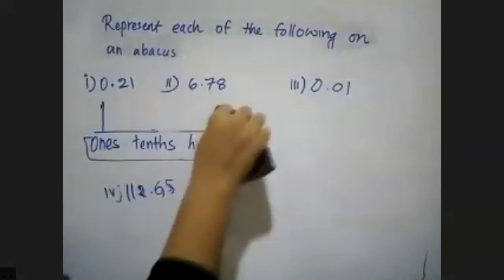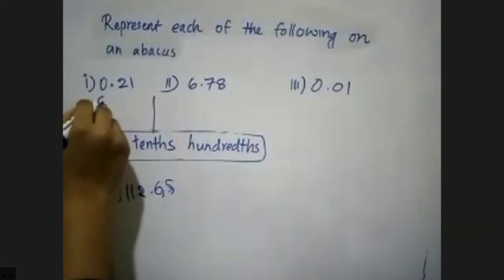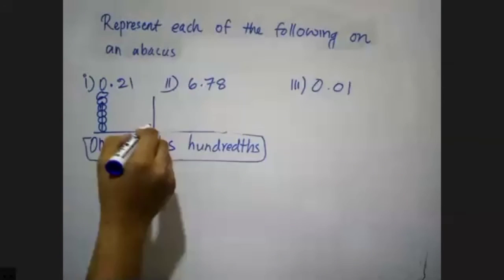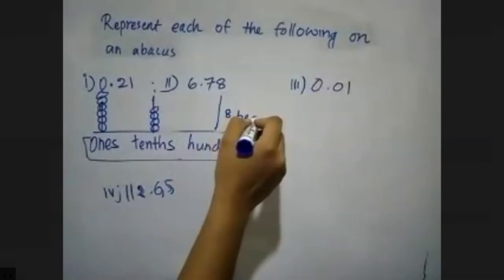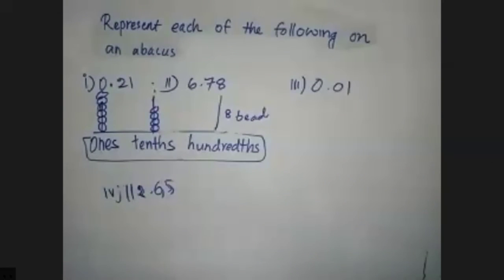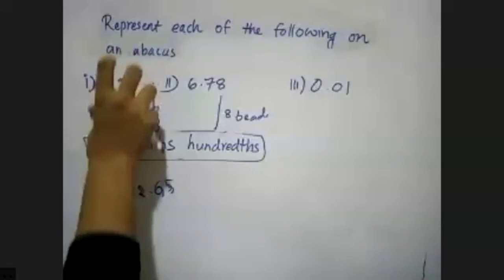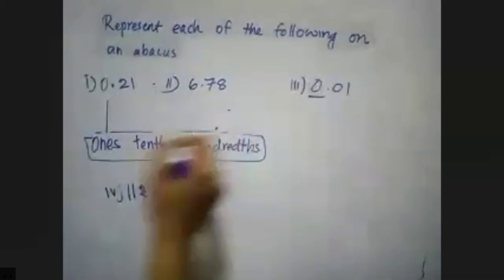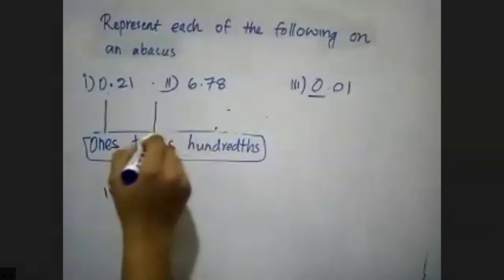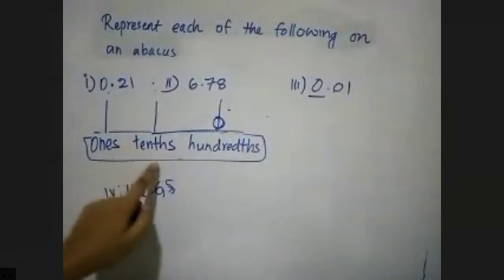Now look at the second Roman numeral, same method only: ones, tenths, hundredths. So then I can draw it like this. Ones I have 6, I can draw 6 beads here. For the tenths, you draw 7 beads. Hundredths, you draw 8 beads. So 6.78. The Roman numeral 3 is also the same method. I have to draw ones, tenths, hundredths, but the number of beads is different. Because here in the ones place, nothing, 0. Tenths place, 0. Hundredths place, I have 1. So this is read as 0.01.